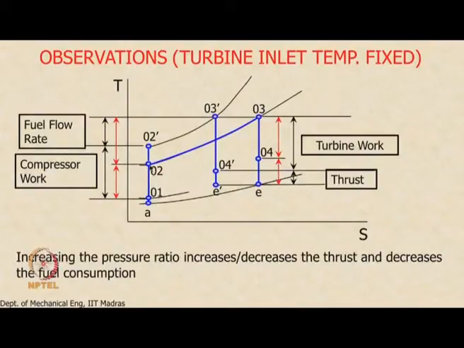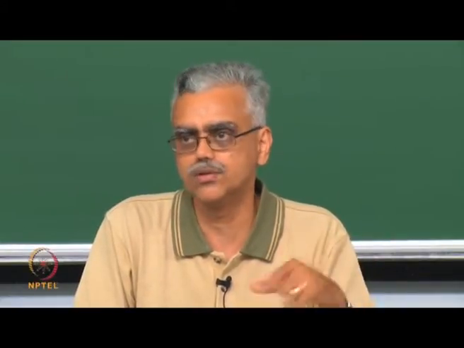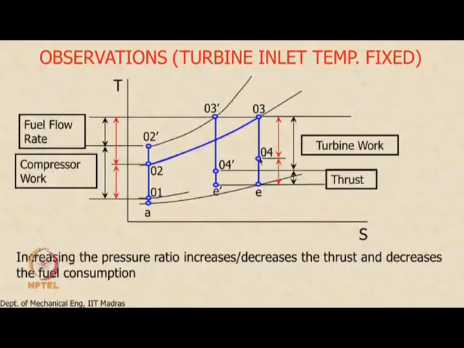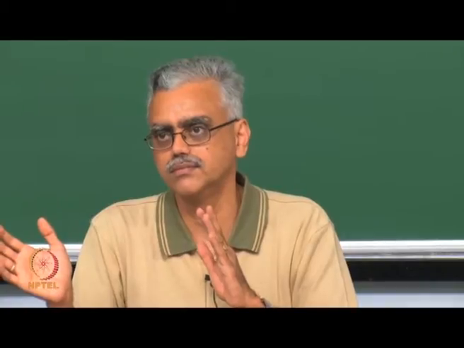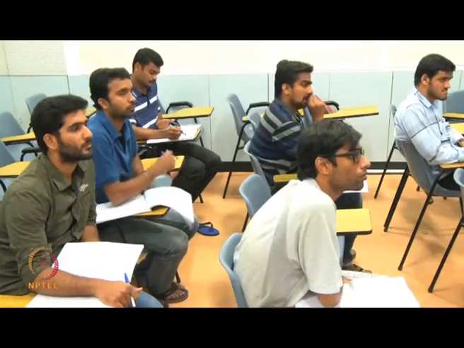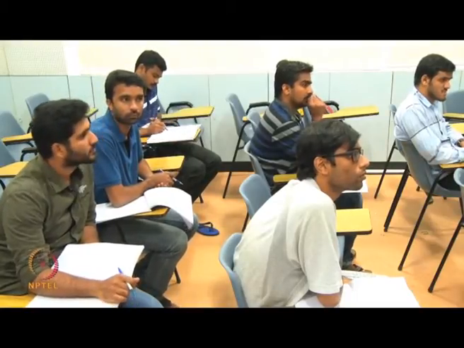The exit state of the compressor is known because I know the cycle pressure ratio, but the exit state of the turbine is determined based on the amount of work that we extract from the turbine. Remember, the pressure ratio is only for the compressor, not for the turbine, right? Any other questions?